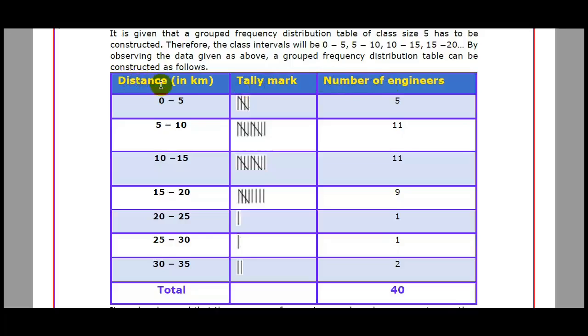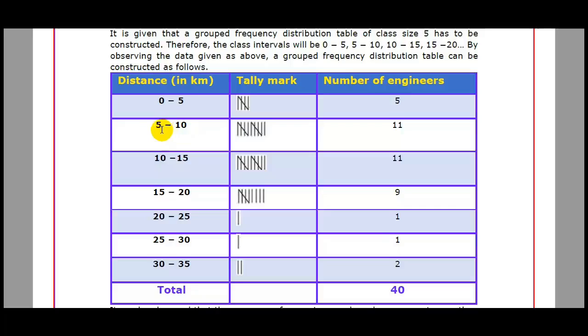In this column, distance in kilometers, you are going to make your class intervals 0 to 5, 5 to 10, 10 to 15, and up to 30 to 35 according to the given data. If you observe the given data, in between 0 to 5 there are 5 engineers, that is the frequency is 5. There are 5 engineers whose distance from their workplaces lies between 0 to 5.